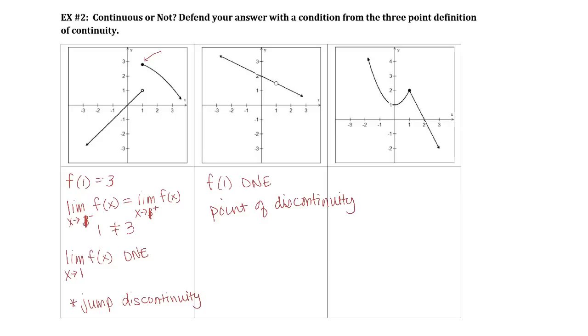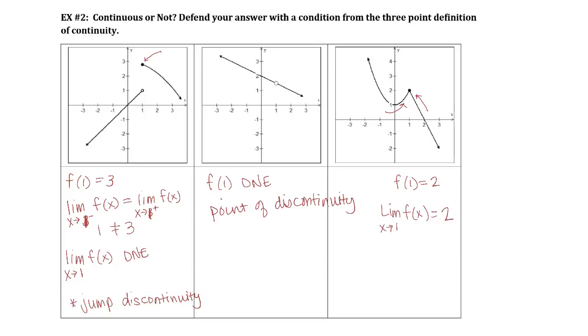All right, so let's look at this last one. So here it looks like the point in question would be 1. So let's see, is f at 1 defined? And it is. f at 1 is 2. So now let's look at the limit as x approaches 1 of our function, and notice that as we come in from the left and from the right, both of those sides are approaching 2.